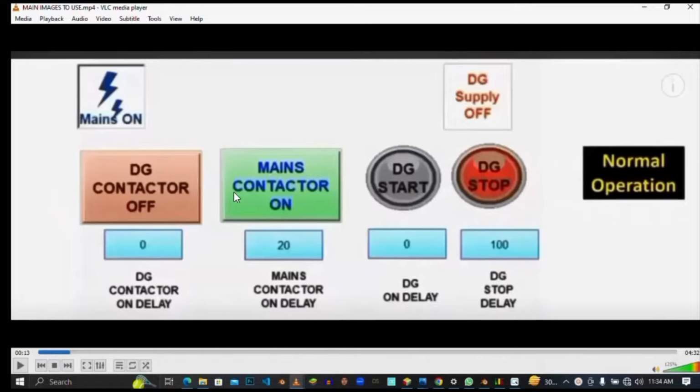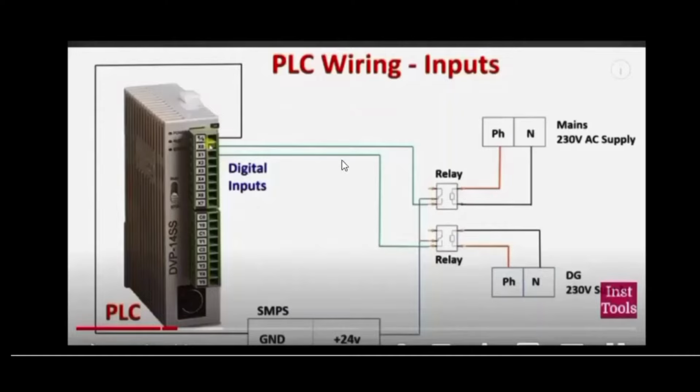All right, now let's look at the wiring for this project. First of all, from the input side, we have to sense if the main power is available or not. Similarly, while the DG is operating, we have to check if the DG is producing power or not. To achieve this, we first of all connect the ground terminal of this SMPS to the source sink of this input terminal. Okay. After that, we give 24 volt supplies to each of these relays and connect the NO terminal of relay 1 to X0 position and NO terminal of relay 2 to X1 position.